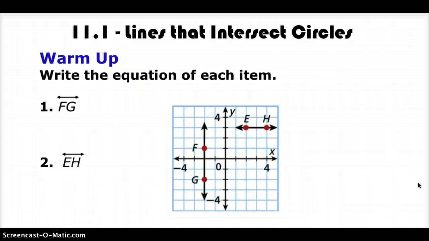We talked about the formula for the circumference of a circle is 2 pi r. The area of a circle is pi r squared, and we're going to learn all about circles in this particular chapter. Okay, so let's take a look at some prerequisite skills here and talk about what we'll be learning today. So this one asks us to write the equation for each item.